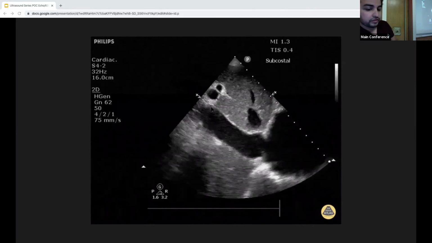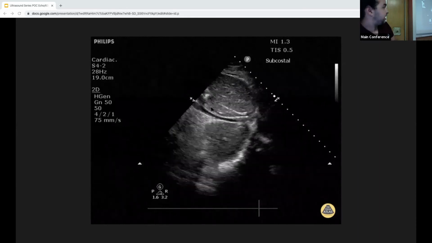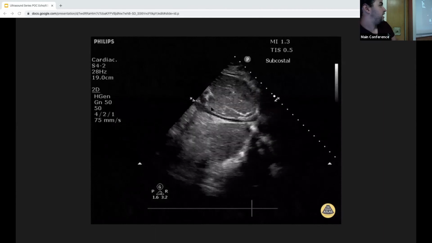or fluid overload. This is the IVC as it's collapsed. You see it's not even 2 centimeters to start with, and then as they take a deep breath, it just collapses.